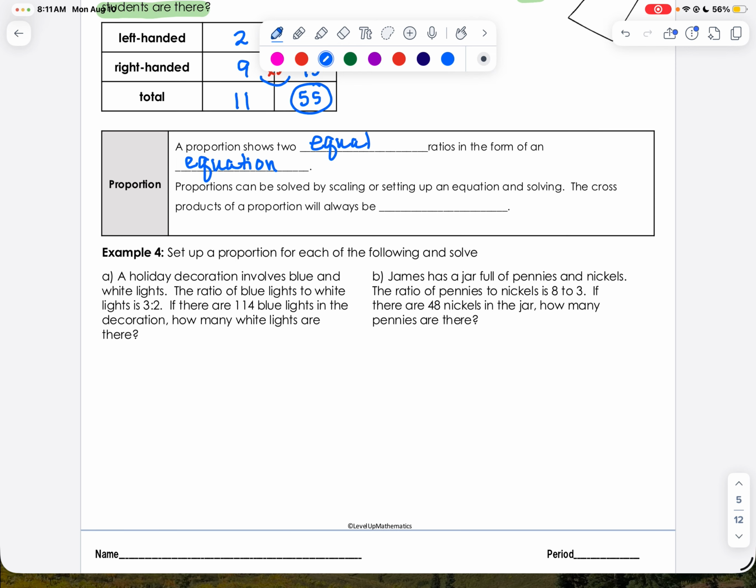The cross products of a proportion will always be equal. In other words, if you have A over B is equal to C over D, then AD, that's this cross product, has to equal the other cross product, B times C. Okay? Now, we will use that fact here in just a minute.